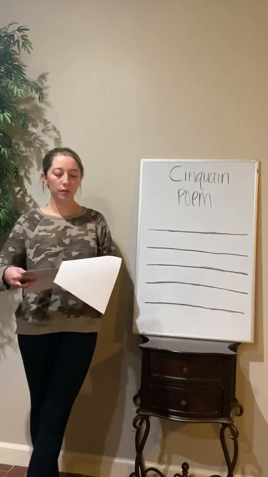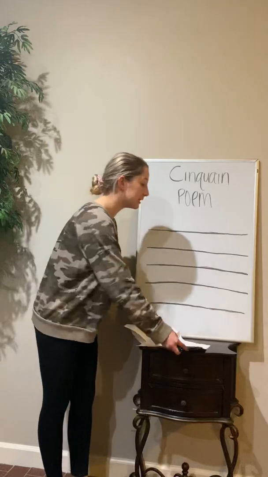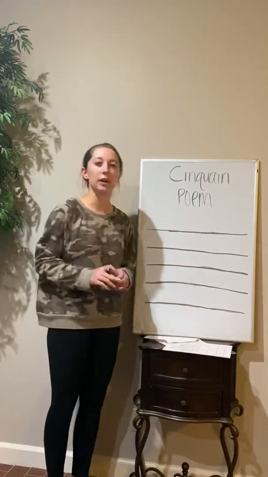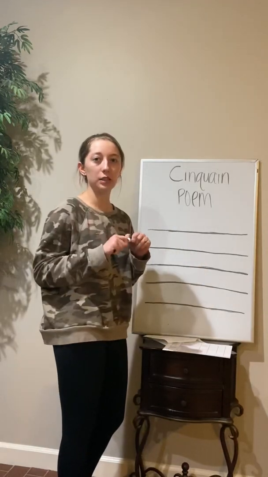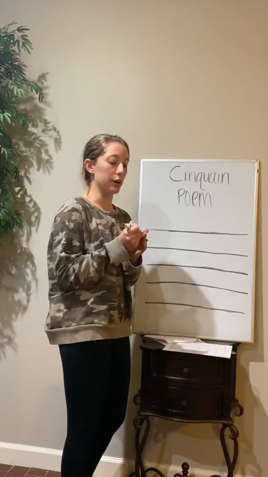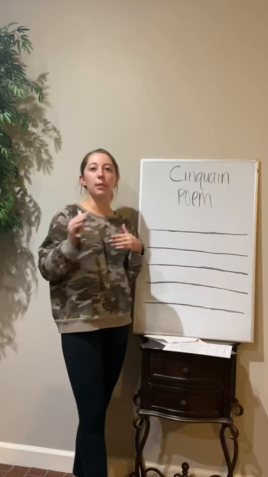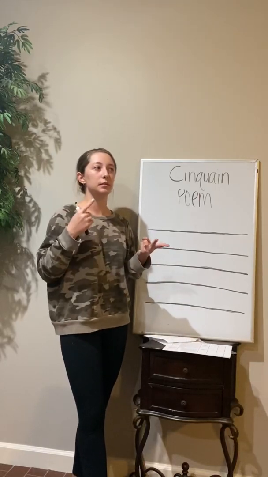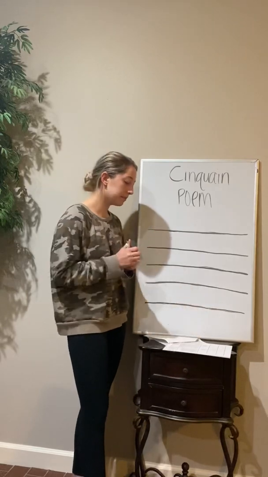So for our motivation today, we're going to learn about a cinquain poem and how exactly a cinquain poem is written. On the first line of a cinquain poem, you'll have one word, and this will be your title word. That's whatever topic you want to write about. You can write about an animal, your favorite season, yourself, your favorite person, anything really.